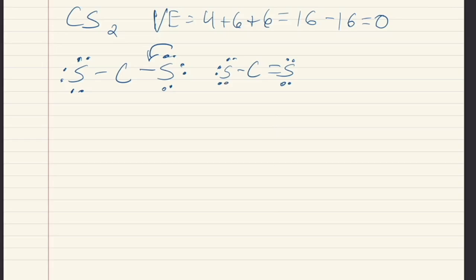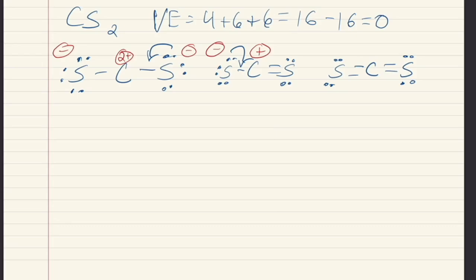We still do not have octet fulfilled, so we would need to create another double bond, and we find ourselves with the actual and final Lewis structure for carbon disulfide, right? And if we think about this from a standpoint of formal charge, you can see that the formal charge is still 0 on all of these, right? And now we do have octet fulfilled. So this is, in fact, our final structure.